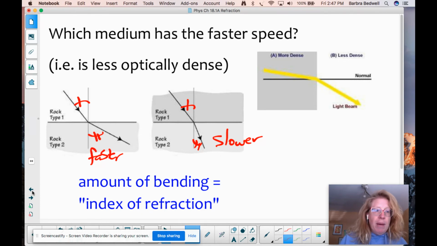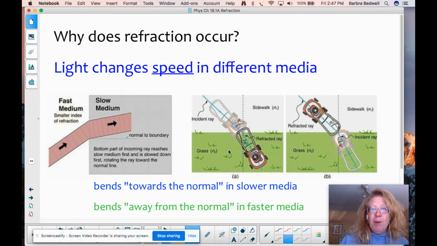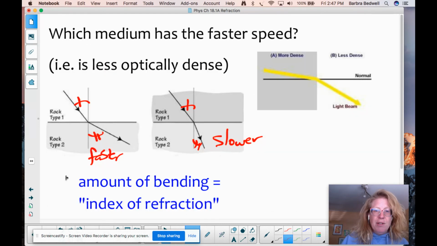And again, I go back to this concept of the lawnmower example to figure out what it is. The slower medium, the ray is closer to the normal than it is in the faster medium. However, how do we figure out what that difference is? Well, there's something that we can use to characterize the difference. And this is something called the index of refraction.